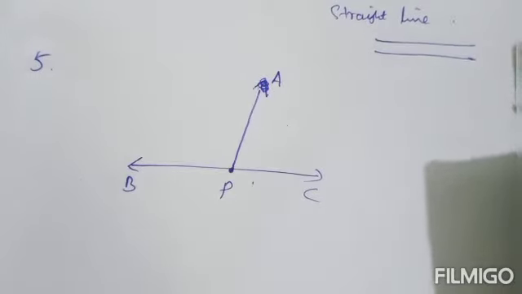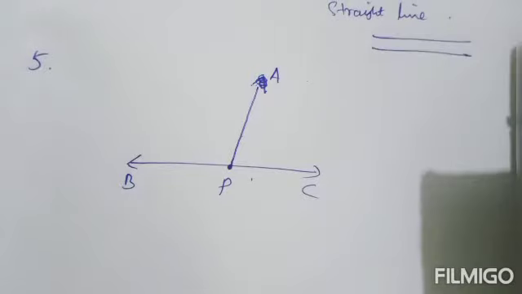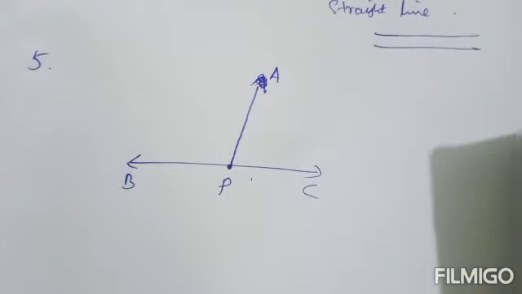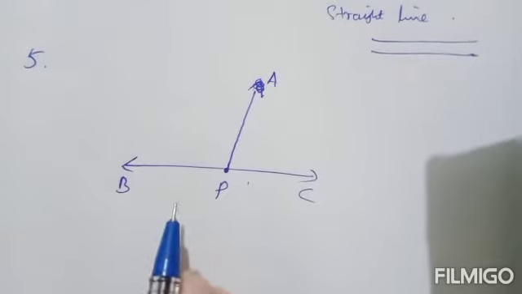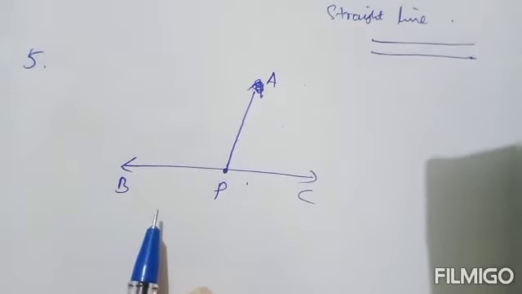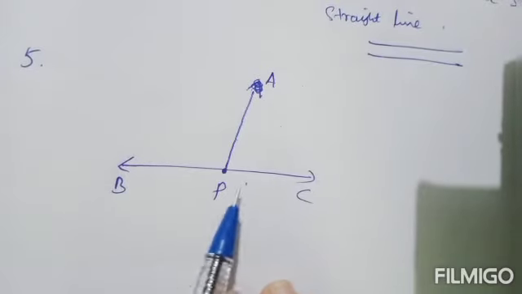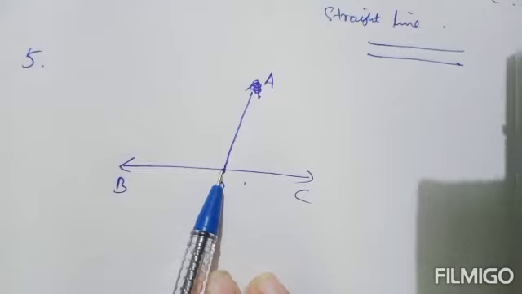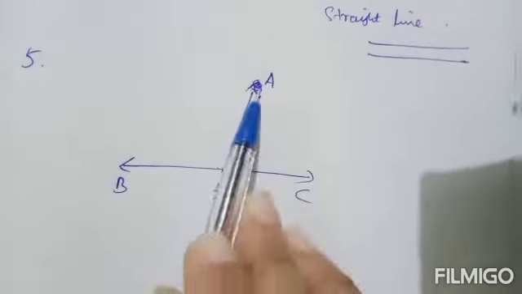Next, fifth question. A line segment AP stands at point P of a straight line BC such that angle APB equal to 5x minus 40 degree and angle APC equal to x plus 10 degree. Find the values of x and angle APB. So here diagram is not given, you have to draw that. There is a straight line BC and on that straight line there is a point P. Now at this point P, a line segment AP stands. So this is the diagram.